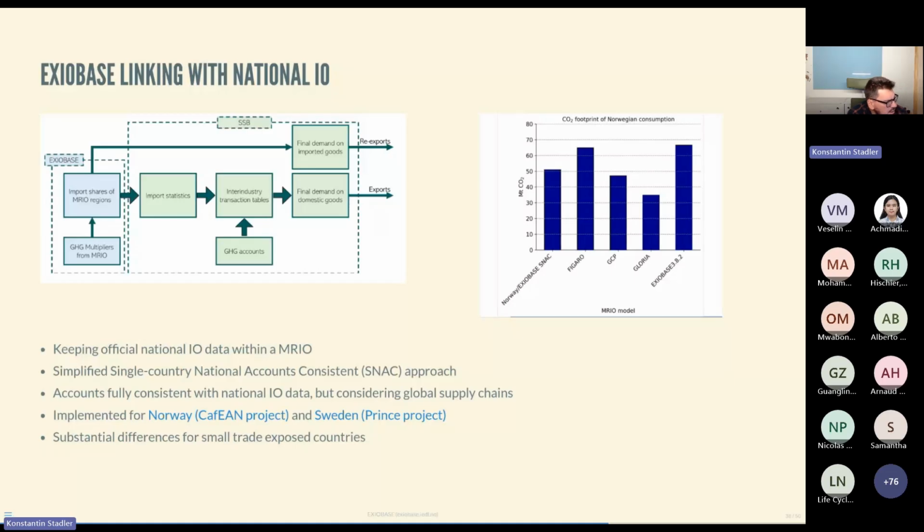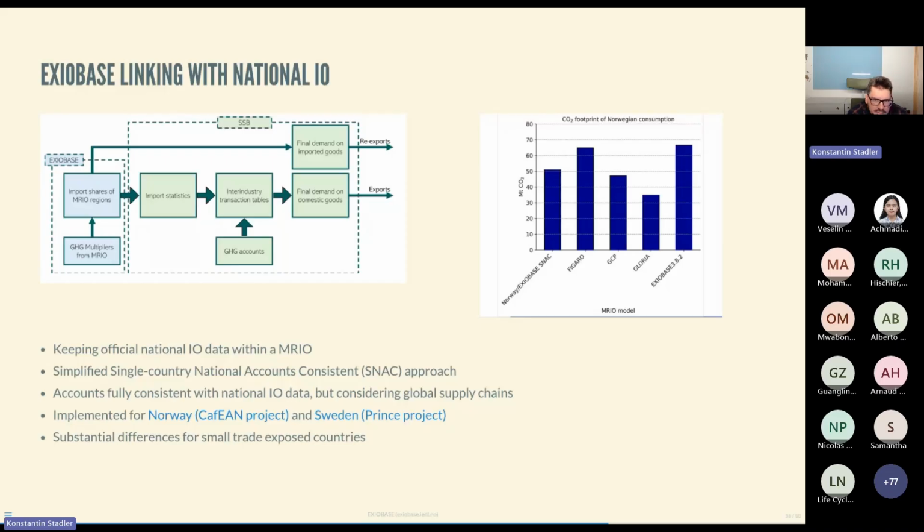We worked together with the SSB here, which provided us with the official statistics for Norway for economy and greenhouse gas accounts, and then coupled it with Exiobase 3.9, and then did an analysis of how this affects the Norwegian carbon footprint. On the right, you see a bar graph. The first bar is the official Norwegian carbon footprint, and then compared with other MRIO databases. There's Figaro from Eurostat, Global Carbon Project, Gloria, the EORA database, and Exiobase 3.8 values, which we had before.